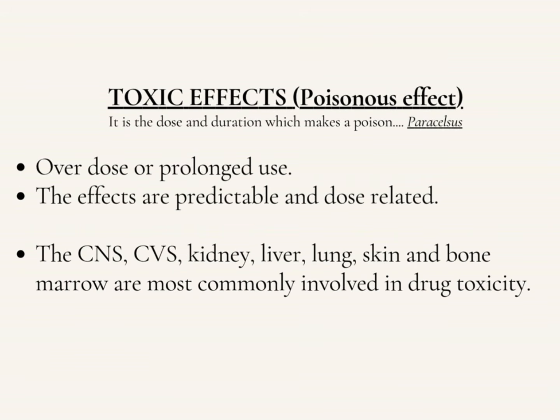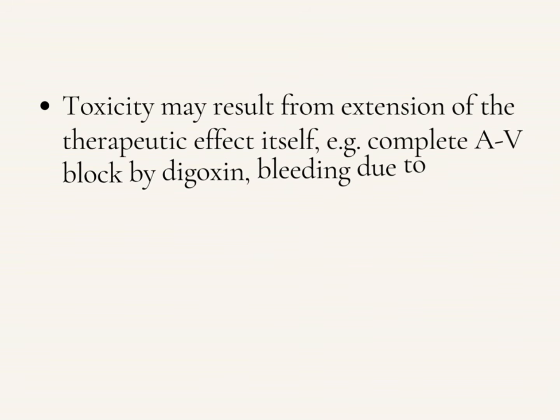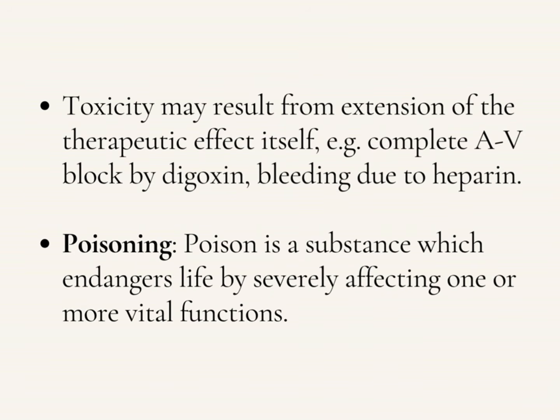Next, toxic effects. It occurs when a medicine is taken in excessive dose or used for a prolonged period. These reactions are predictable and dose dependent. Organs commonly affected include brain, heart, kidney, liver, lungs, skin and bone marrow. A famous statement by the physician says, "It is the dose that makes the poison." This reminds us that almost every medicine can become toxic if the dose is too high.